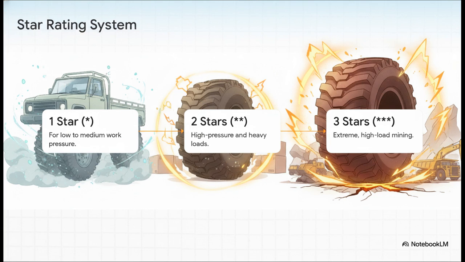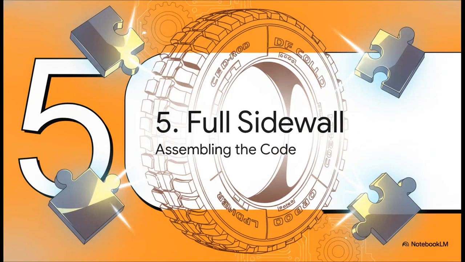A 1-star tire is designed for your standard low to medium work pressure operations. If you step it up to 2 stars, your casing is equipped for high pressure operations and standard heavy loads. And finally, you have 3 stars. 3-star tires are specially engineered for the absolute most extreme, high-load mining environments on the planet. Like I said, it's elegant. The more stars you see, the higher the pressure and the heavier the load the casing can withstand without blowing out. And that brings us to Section 5, reading the full sidewall and assembling the code.